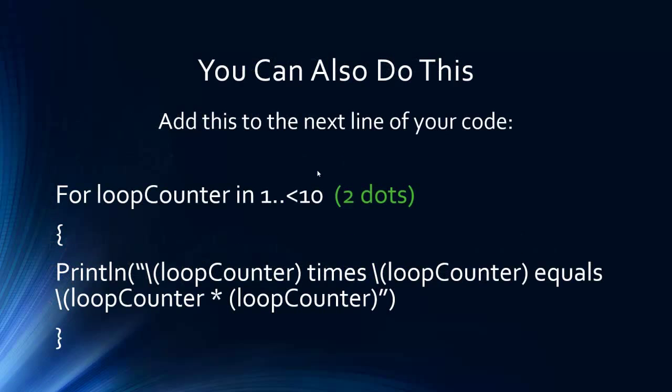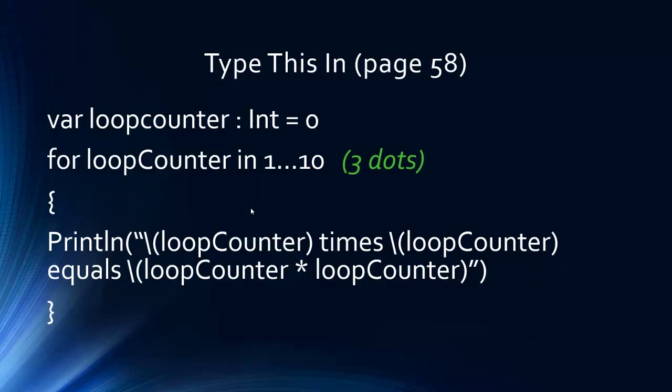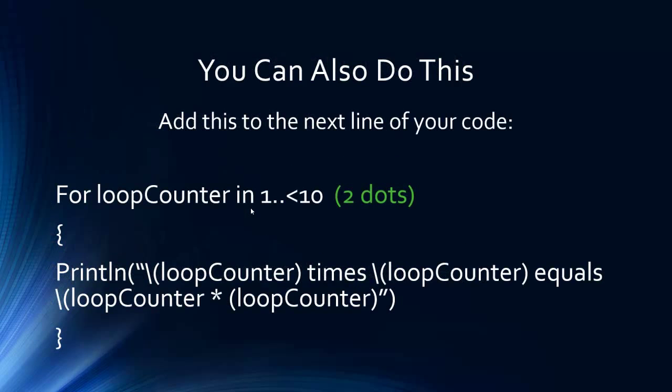Now, you can change that up and do it a little bit differently. In this case, I have for loop counter in, and now I have 2 dots and a less than sign 10. Whenever you have 2 dots and a less than sign, it means do this 1 less time than the number on the right. So this would only run 9 times and not 10. So if I wanted to run 10 times, I could do that. If I want to run 9 times, I could do that.